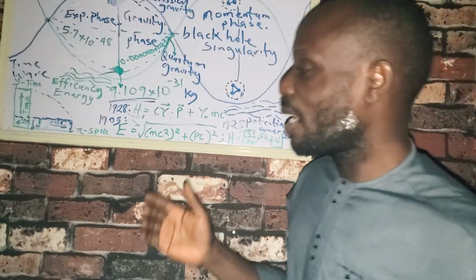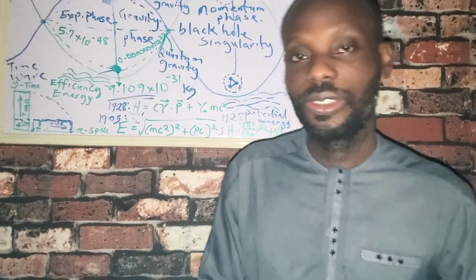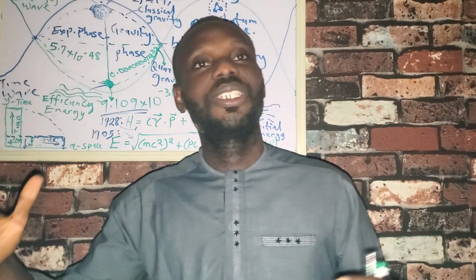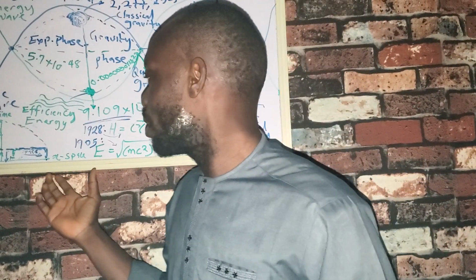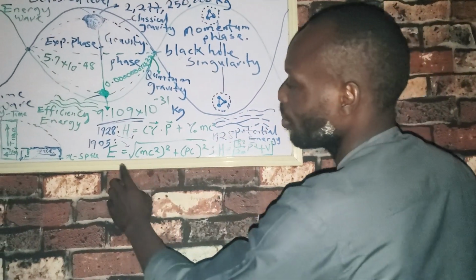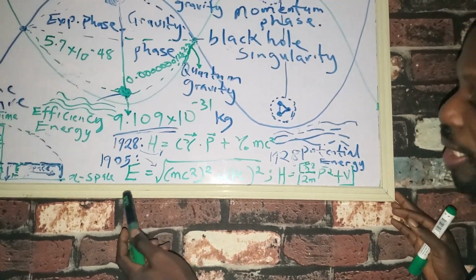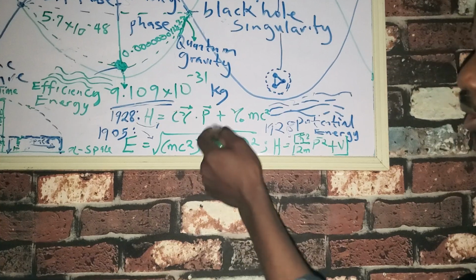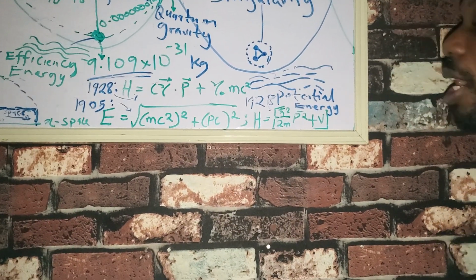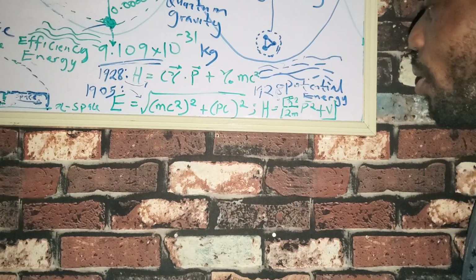Now in 1927 there was a conference, and the title of the conference was Electron and Photon. Prior to that time, Einstein had developed special relativity in 1905, and he gave us this equation where we have energy equal to the square root of (mc squared) plus (pc squared). The p stands for momentum, and c is the speed of light.